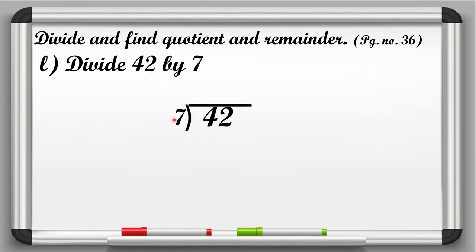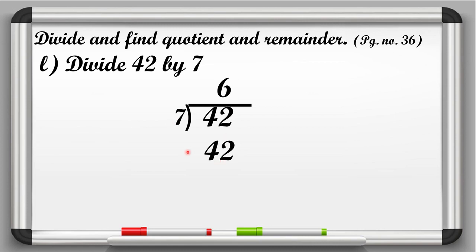Here we have to speak the table of 7. 7 ones are 7, 7 twos are 14, 7 threes are 21, 7 fours are 28, 7 fives are 35, 7 sixes are 42. So we will write 42 below 42, okay, and at number 6 it comes, so here we will write 6. 7 sixes are 42.